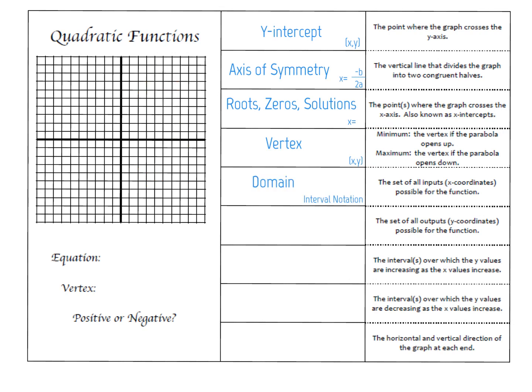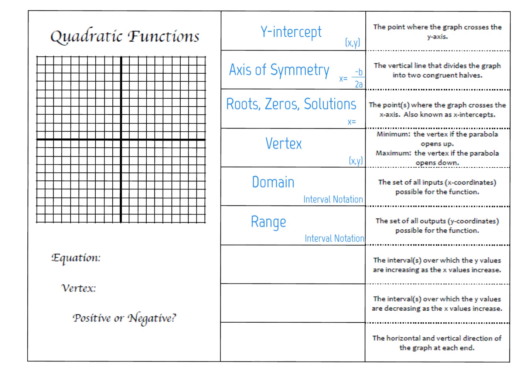The set of all inputs possible for the function is the domain, and for the sake of simplicity and time, we're going to stick with interval notation. If you were to write set notation, it wouldn't be wrong, but I just need you to know that we're going to mostly be dealing with interval notation. So the set of all outputs, y coordinates, possible for the function is going to be the range.